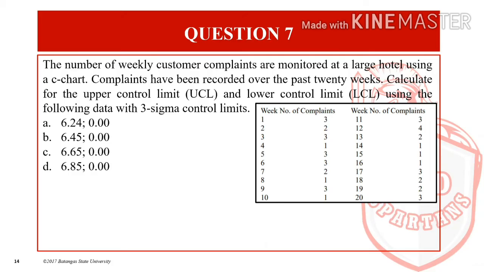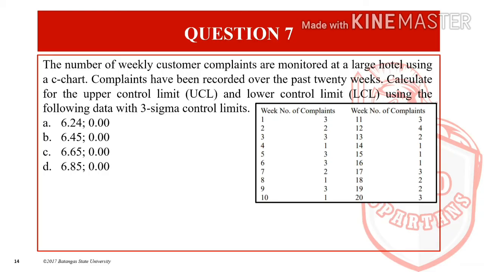Then, next, question number 7. The number of weekly customer complaints are monitored at a large hotel using a C chart. Complaints have been recorded over the past 20 weeks. Then, calculate the upper control limit and lower control limit using the following data with 3 sigma control limit. So, may given tayo na week 1 to 20, then yung number of complaints natin.